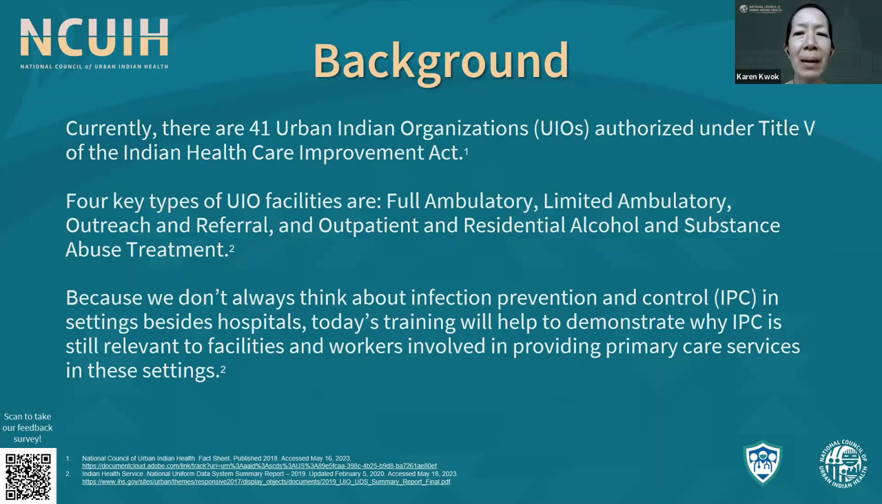For those who may not be familiar, there are 41 urban Indian organizations, also known as UIOs, authorized under Title V of the Indian Health Care Improvement Act. The Indian Health Service uses four key categories to classify UIOs: full ambulatory, limited ambulatory, outreach and referral, and outpatient and residential alcohol and substance abuse treatment. We are focusing primarily on primary care settings today, but we wanted to also remind everyone that infection prevention and control, also known as IPC, can happen in any of these UIO settings.